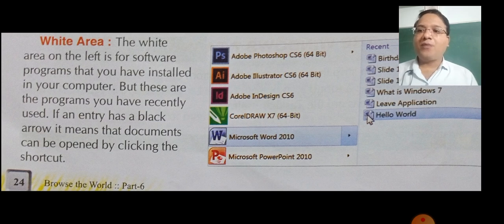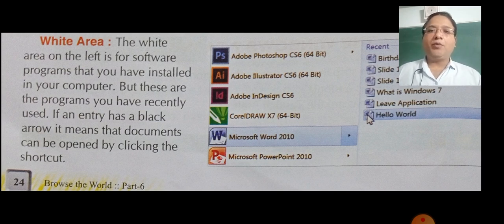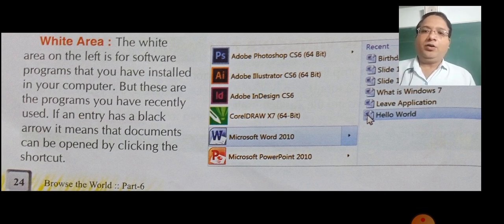But these are the programs you have recently used. If an entry has a black arrow, it means that documents can be opened by clicking the shortcuts. Suppose if you are working on the MS Word and if you want to open your recently worked file, so you will go on the Microsoft Word 2010. Here you can drag your mouse, so you can see the recently used files.